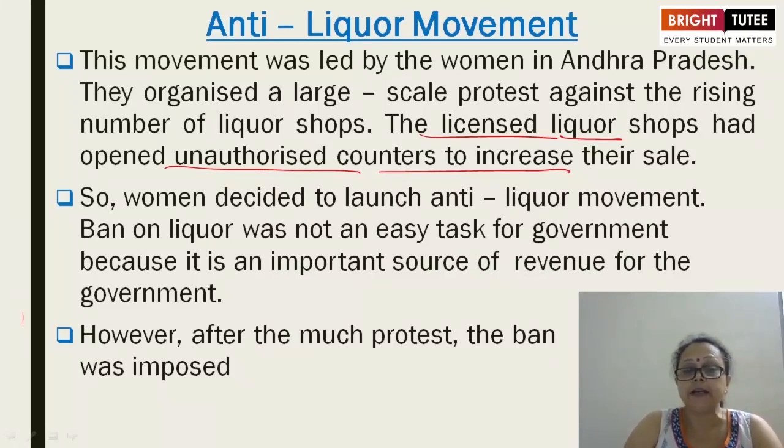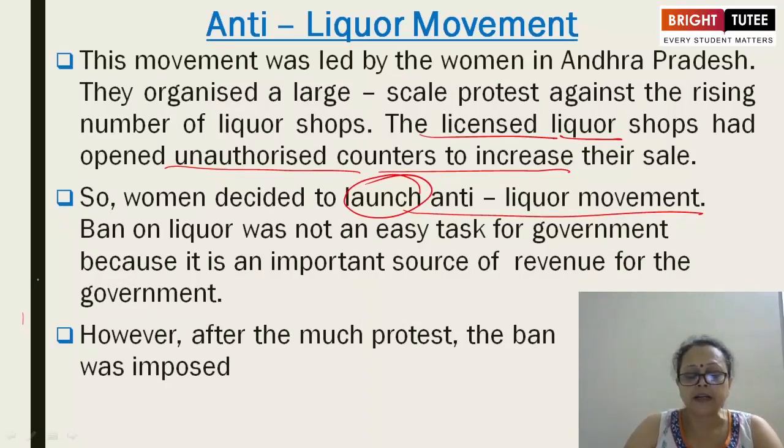What was the motive behind it? Why did they increase the number of liquor shops? To increase their sale. So people had easy access to liquor. This resulted in many poor people wasting their money on liquor. So the women decided to protest against the sale of liquor. They launched an anti-liquor movement. The anti-liquor movement was launched by women.